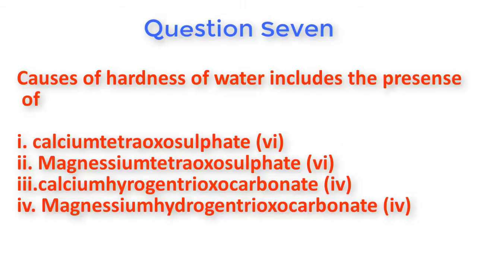7. Causes of hardness of water include the presence of 1. Calcium tetraoxosulfate 6, 2. Magnesium tetraoxosulfate 6, 3. Calcium hydrogen trioxocarbonate 4, and 4. Magnesium hydrogen trioxocarbonate 4.